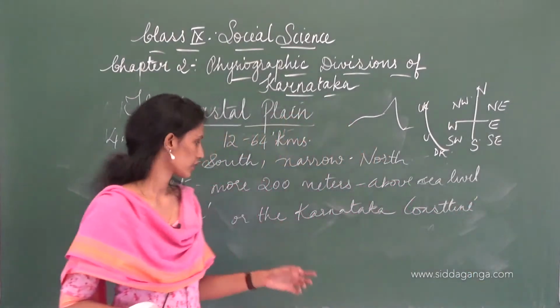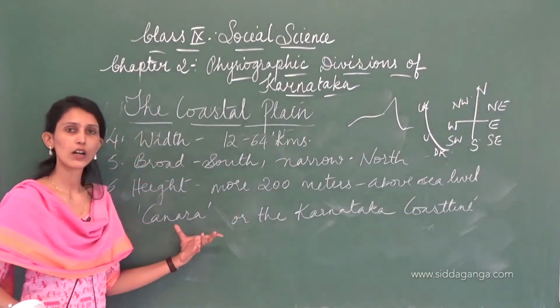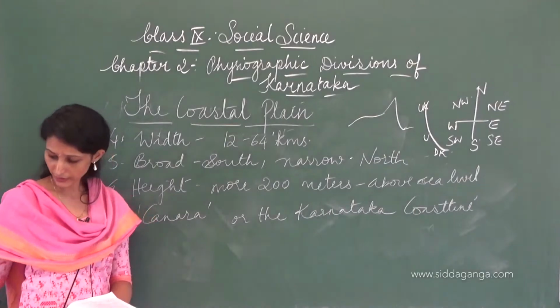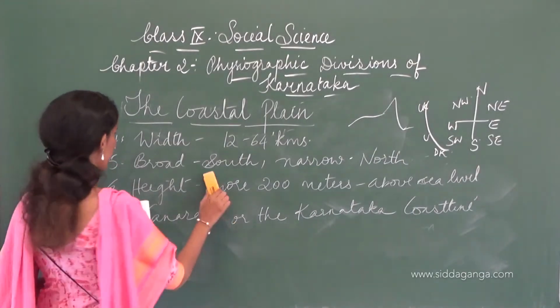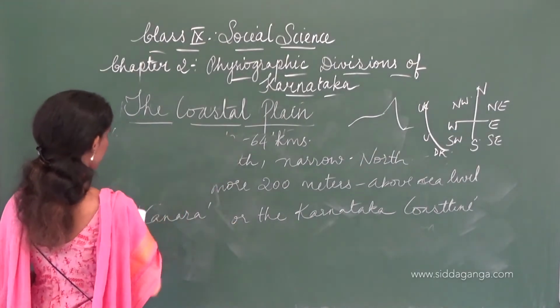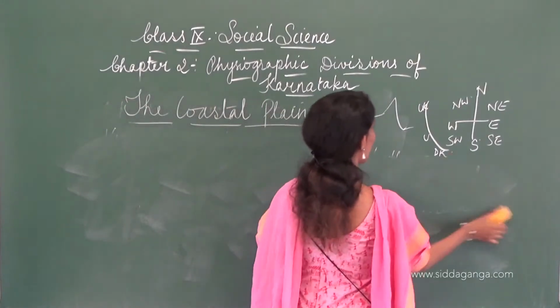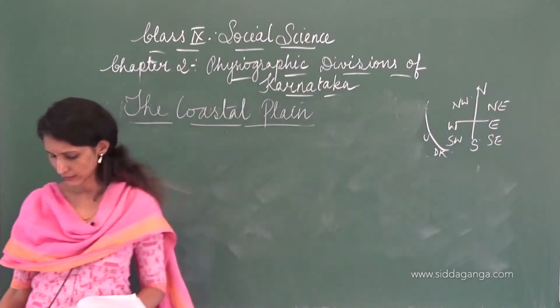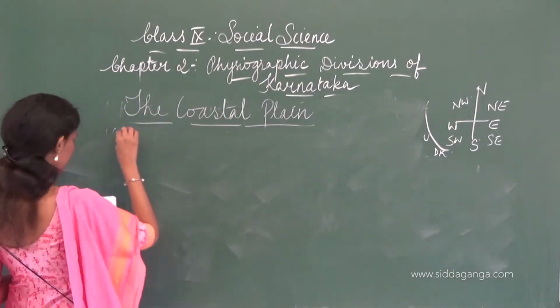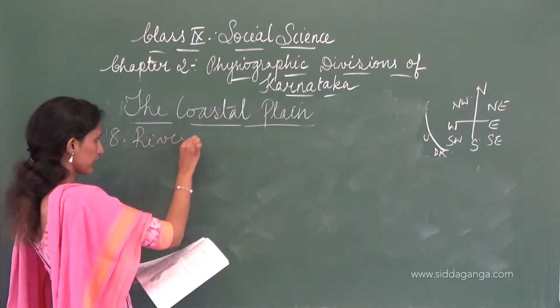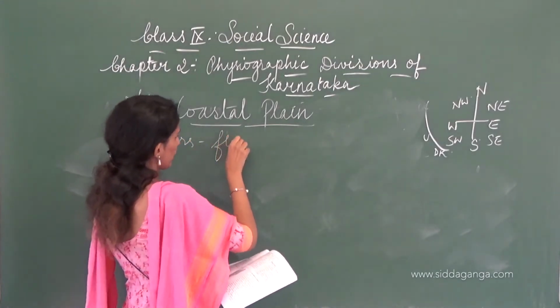This coastal plain is called Canara or the Karnataka coastline, alright. Now, there are many rivers flowing in this place, and we will see what these rivers form, okay. Now, rivers that flow through the coastal line, okay.